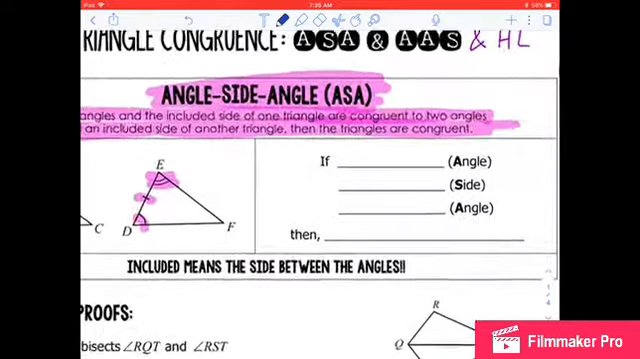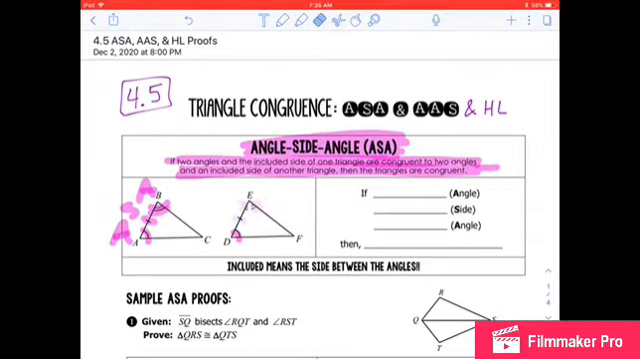Okay, so in this case, if angle A is congruent to angle D, we have AB congruent to DE, and angle B is congruent to angle E. If that's all true, angle side angle says that the triangles are congruent. So triangle ABC is congruent to triangle DEF.